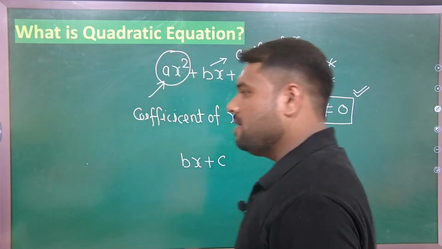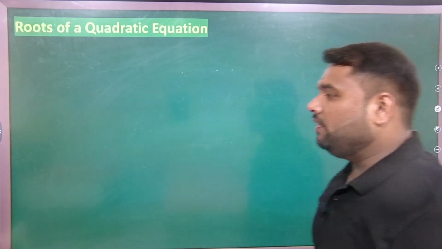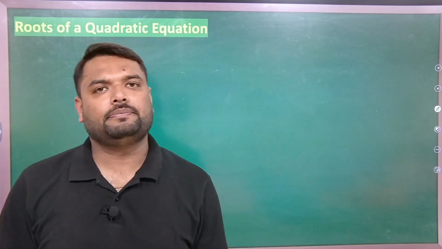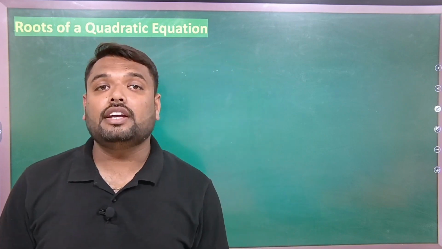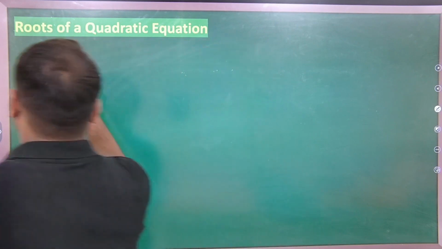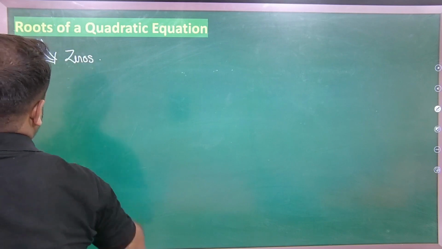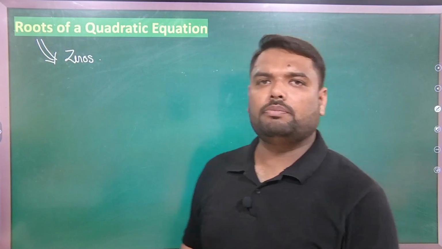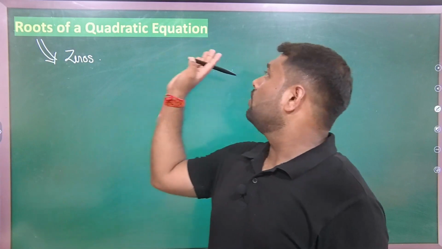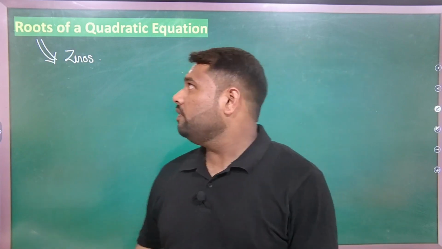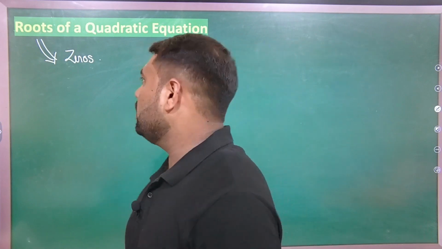Okay, got the point? Now, roots of a quadratic equation. What are the roots? I think you have heard about roots and zeros. Roots are also called zeros of a polynomial or zeros of the equation. Here we are talking about a quadratic equation, so we will discuss the roots of a quadratic equation. What are the roots?